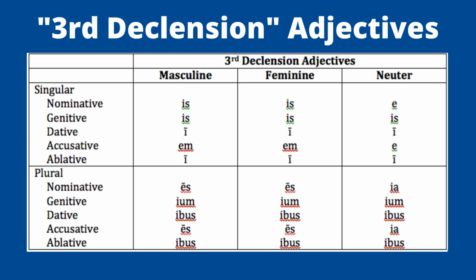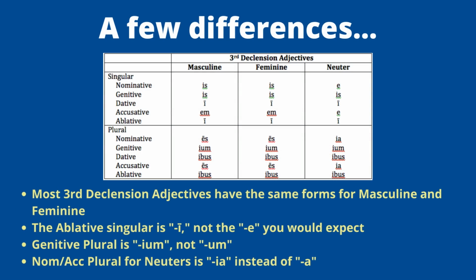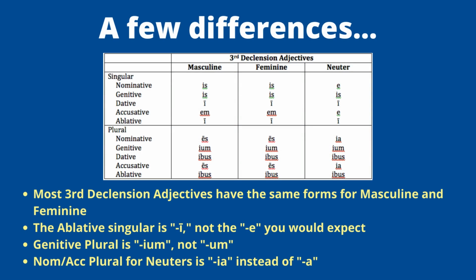Right? Remember the short E is the same for nominative and accusative. That's because with neuter nouns and adjectives, nominative and accusative are always the exact same thing. Okay? But there are some differences here, and this is what you really want to pay attention to. So I've still got the chart here for you, but you want to notice that third declension adjectives are probably going to have the exact same thing for masculine and feminine. You could really combine that into one chart, but that's okay. Most of the time they overlap. The ablative singular is a long I, not the short E.